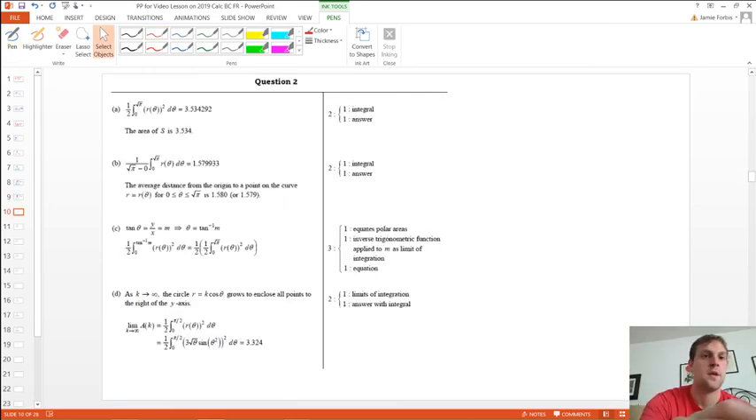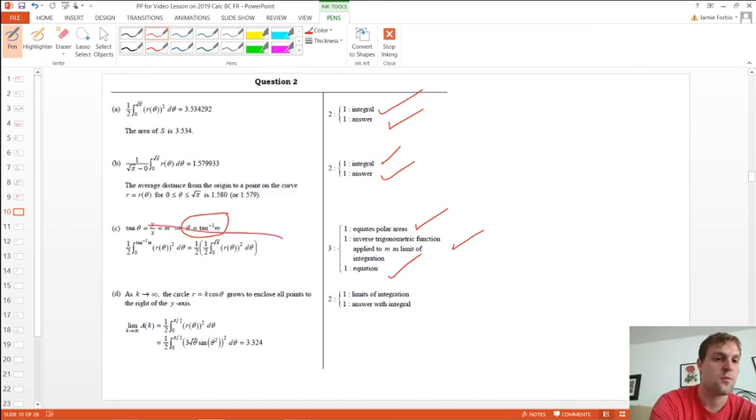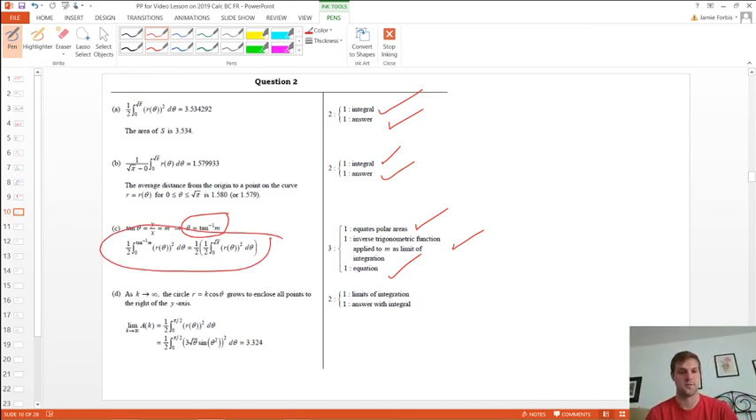We're at 24 minutes. So for part A, we got the integral and we got the answer. The integral and answer for B. So it's just 2 integrals and 2 answers. For C, it wanted us to equate the polar areas using inverse trig to figure out what M was. So knowing that theta is tan inverse of M, it wanted the equation we came up with, that half of the whole area is equal to the area from 0 to tan inverse of M. And then lastly in D, it's only 2 points for that: the limits of integration. So the fact that we knew we were doing 0 to pi over 2, and then the answer was 3.324.